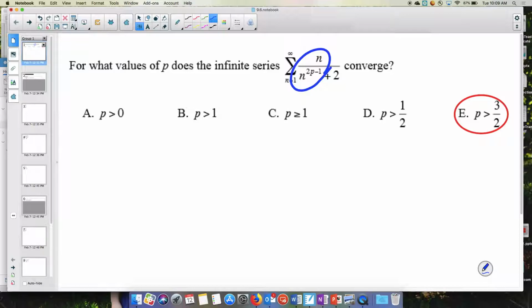So if we were to compare it to a series, we would choose 1 over n to the p. We'd have to subtract 1 for this n on top, right? So 2p minus 2, right? Okay.